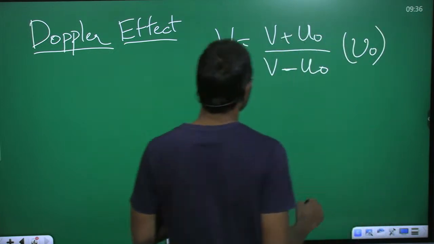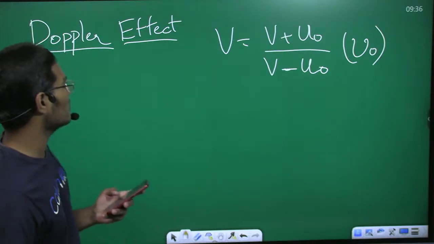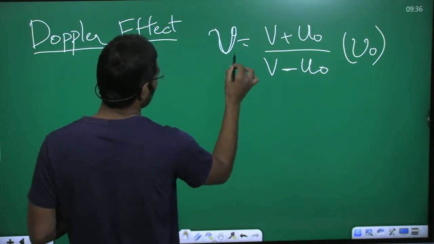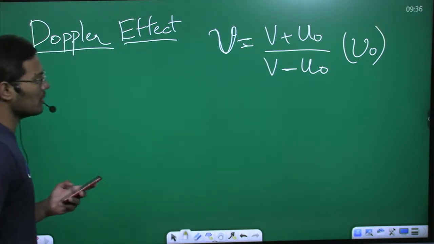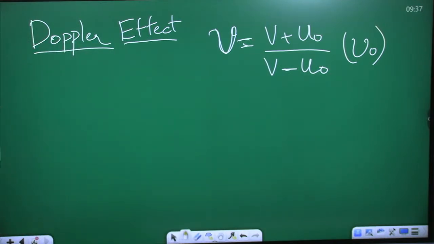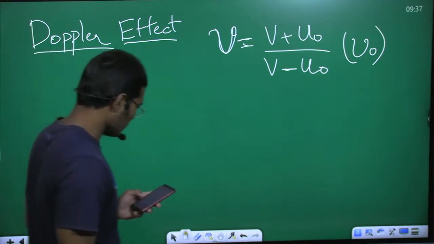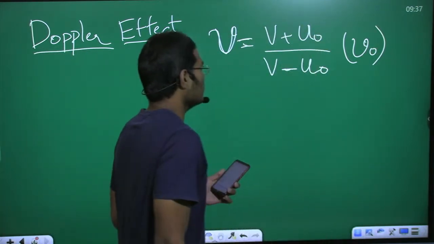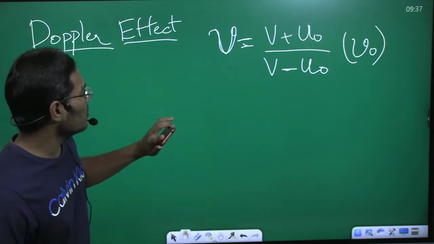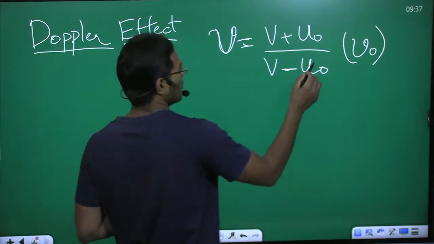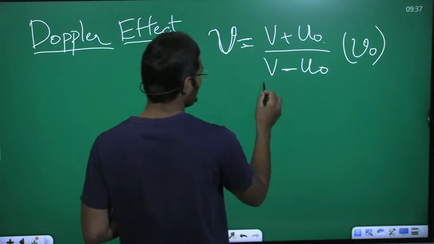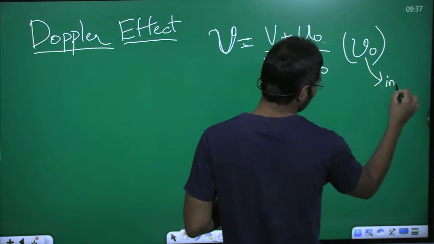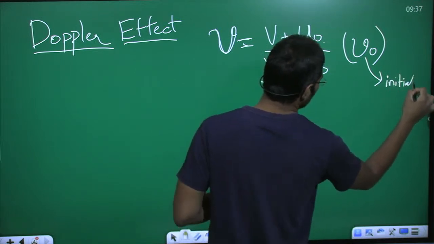So what do these notations stand for? This is frequency, right? Frequency of sound is equal to V plus U naught by V minus U naught into initial frequency. So V is the velocity of sound in medium, U naught is the velocity of observer. In a similar fashion, this is the initial frequency and this is the final frequency.